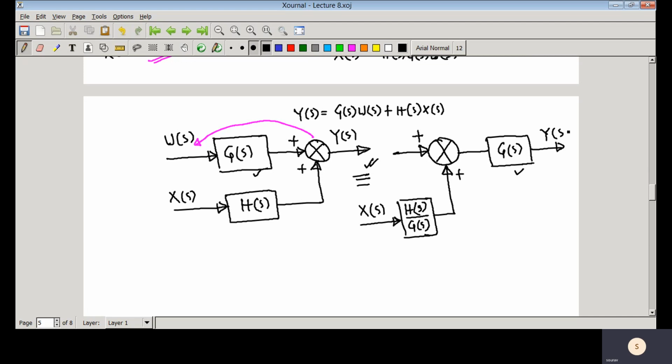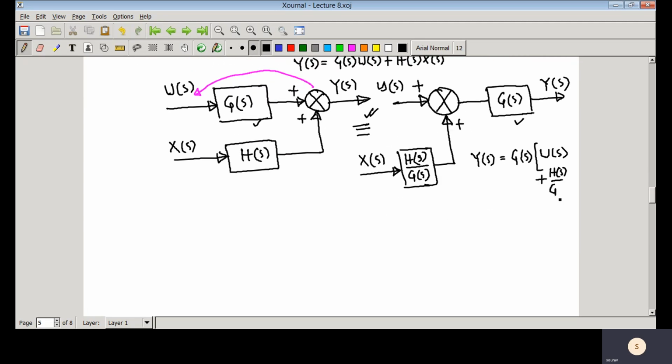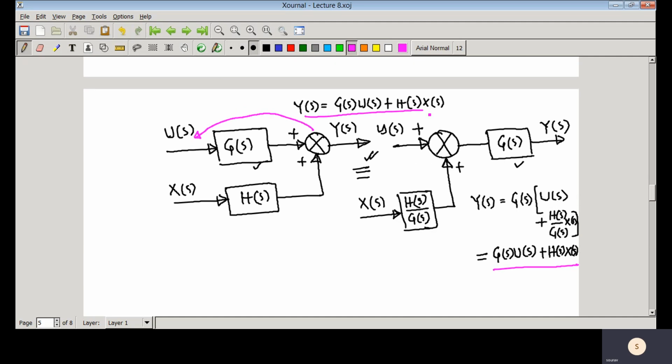Because in this case, your output Y(s) equals G(s) into U(s) plus H(s) by G(s) into X(s). Now if you multiply it, you have G(s) U(s) plus, G(s) will be cancelled out here, so that means it is H(s) into X(s). So then you can see from here that this particular expression and this expression are the same.